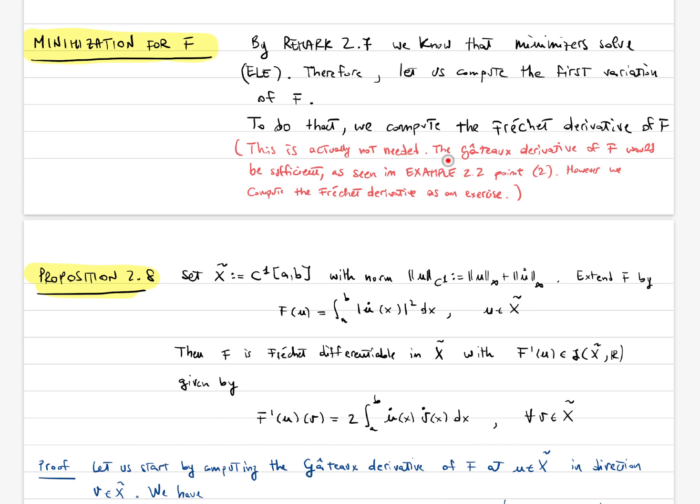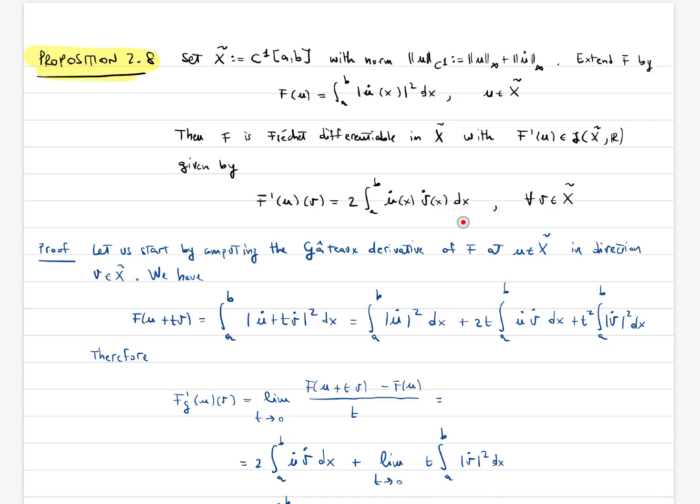in case a function is Gateaux differentiable, then the first variation is exactly equal to the Gateaux derivative, so it would be enough to compute the Gateaux derivative of F in this case. However, I would like to do this as an exercise, because I don't think we ever computed explicitly the Frechet derivative of a function, so let's do it for this very simple case.